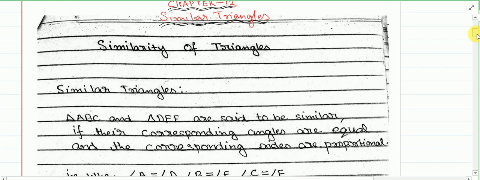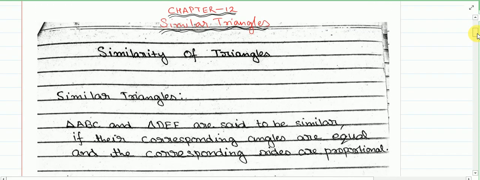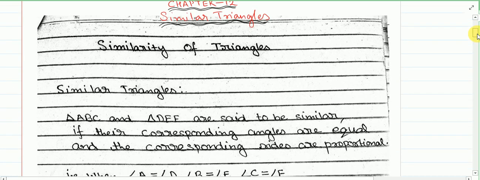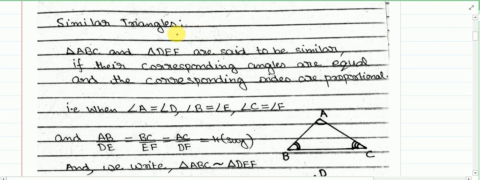So what you will do is give the heading as similar triangles, or you can write similarity of triangles. Then you will write this definition: the triangle ABC and triangle DEF are said to be similar. Here I am trying to say that two triangles are said to be similar. And when do we say they are similar? If their corresponding angles are equal and the corresponding sides are proportional.